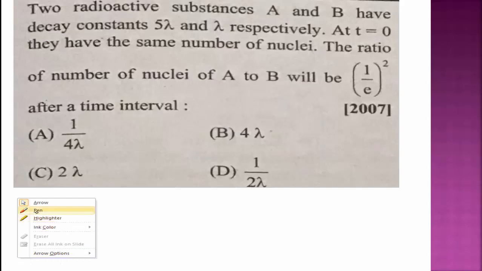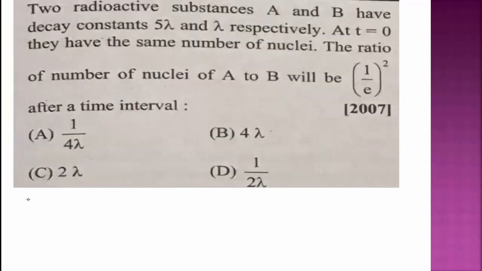And the next problem is: two radioactive substances A and B have decay constants 5 lambda and lambda respectively. At t equal to 0 they have the same number of nuclei. The ratio of nuclei of A to B will be 1 by e square after a time interval.